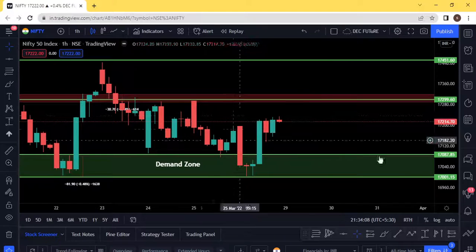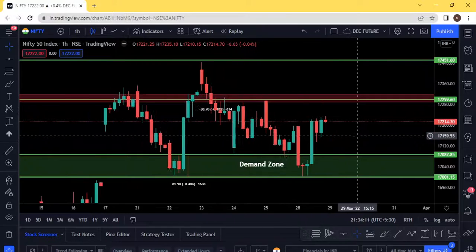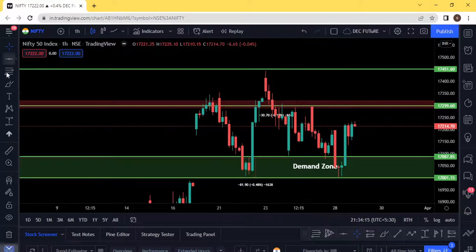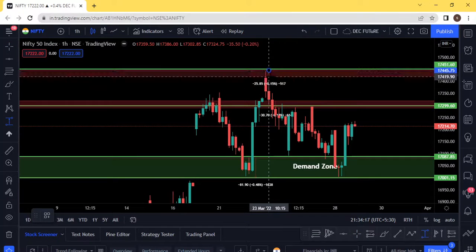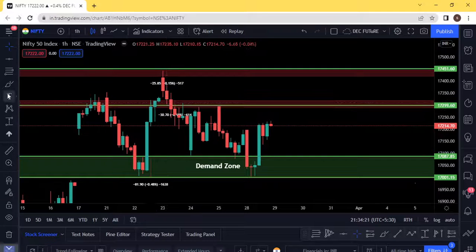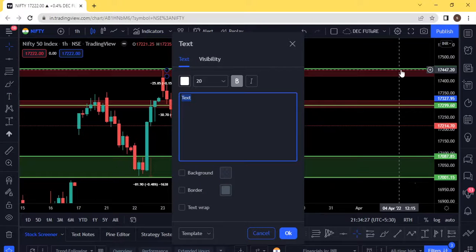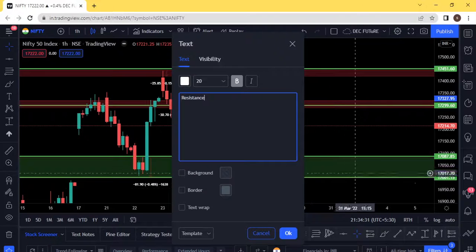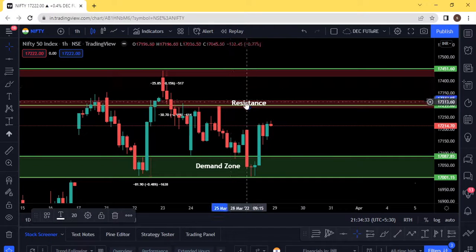Now having said that, are there any other levels I can look forward to? The other levels would be this far away. So we'll see if it comes tomorrow to this level, we might consider this as a resistance level. Now we have 3 levels that we have marked. One is demand zone, resistance and resistance. I'm going to mark it as resistance here, right? Yeah. Right. So this is our resistance.